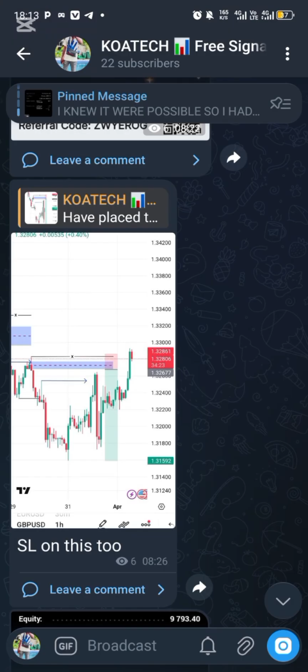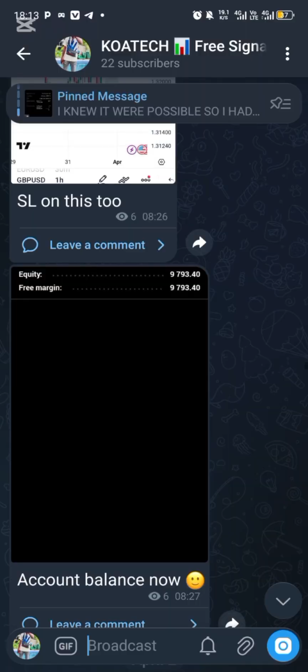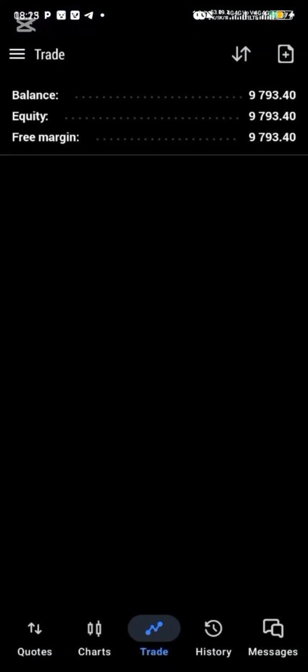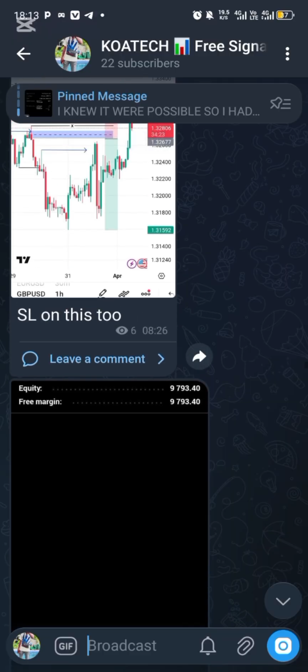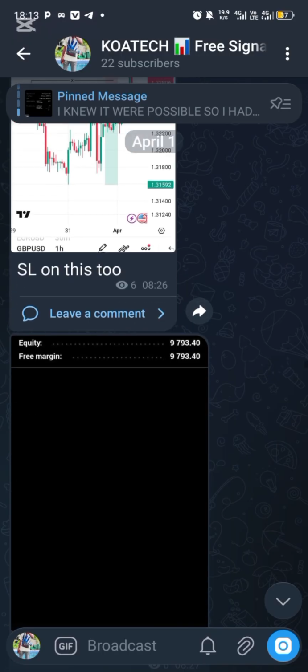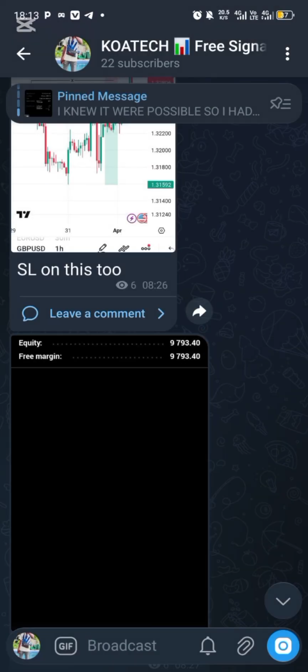Now let's go to trade number 3. Now on trade number 3, this is gold buy, and this trade happened to be a break even. Now let's go to the gold buy. Before the gold buy, this was my account balance as of trade number 3. Sorry, after the trade number 2, this was my account balance: 9793. So let's go to trade number 3 now.